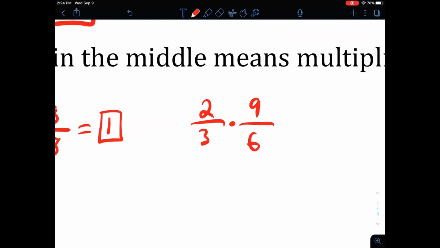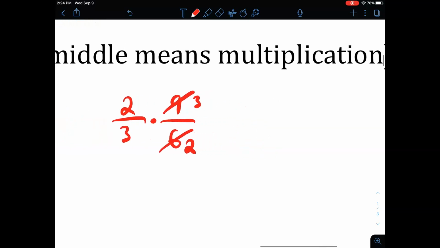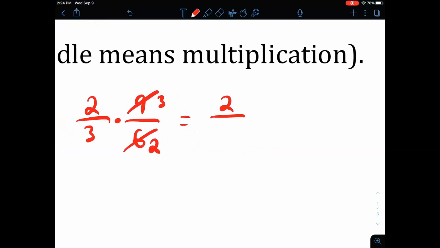So let's look vertically and see if we can reduce these at all. 2 and 3, is there a number that goes into 2 and 3 nicely that we can divide both of them by? Nope. What about 9 and 6? Is there a number that goes into 9 and 6 nicely? Yeah, hopefully you said 3, and 3 goes into 6 how many times? Twice. 3 goes into 9 how many times? 3 times. So now we have 2/3 times 3 over 2. Now if you multiply straight across, you get 2 times 3 is 6 over 3 times 2, which is 6. See how that already made it nicer numbers for us?